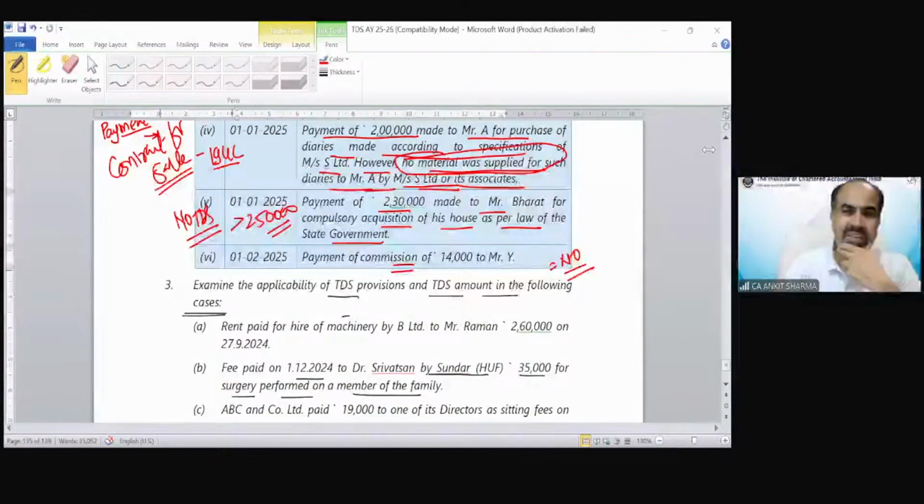Nidhi is asking, sir, if I do not remember the section, can I write just the provision? Yes, if you do not remember the section, you can write as per provision, the rate is this percent and the limit was this, so this limit has been crossed, so the TDS amount would be this. आप बिल्कुल लिख सकते हैं अगर सेक्शन याद ना रहे.